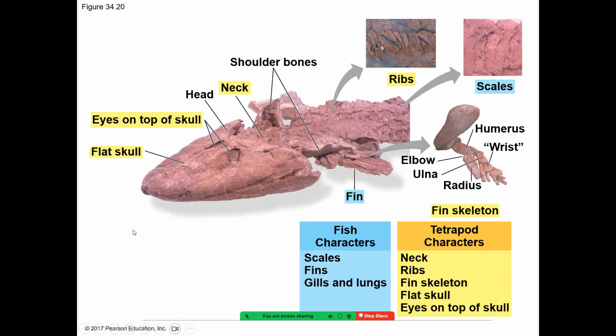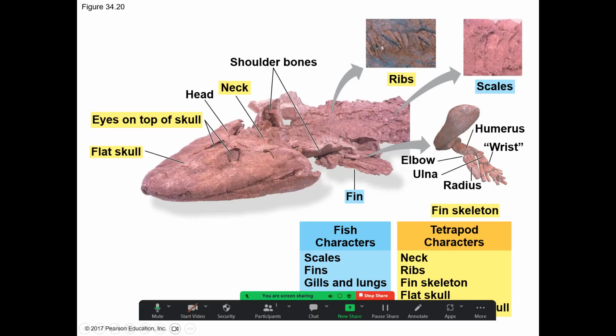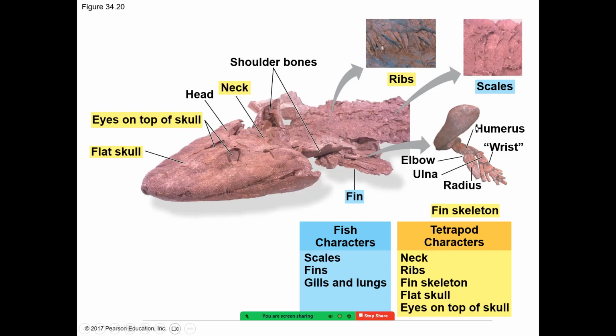Again, some of the characteristics that they were looking for in this particular intermediate fossil: eyes on top of the skull, a flat skull, a neck, some ribs that were found there. And then the fin structures looked very similar to the type of bones and organization of the bones that we would find in limbs of animals that live on land. So again, very similar to the fins that we found in Tiktaalik.